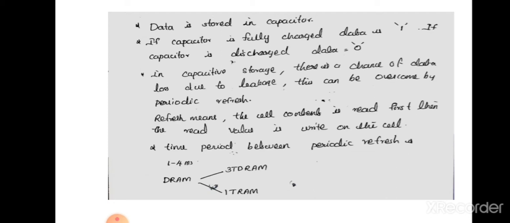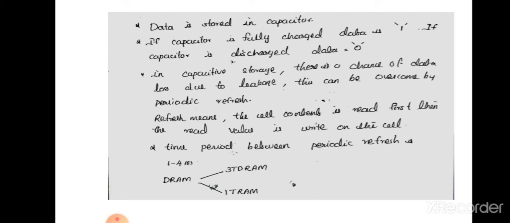In the case of dynamic RAM, data is stored in a capacitor. If the capacitor is fully charged, then the data stored is 1. If the capacitor is discharged, then the data stored will be 0. That is the main thing in this case. But there is a difficulty in capacitive storage.